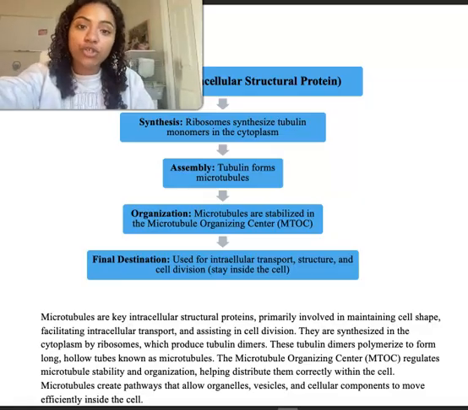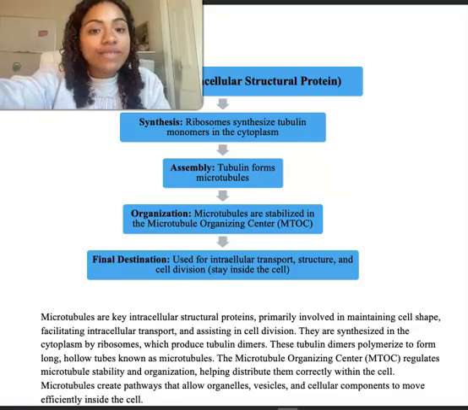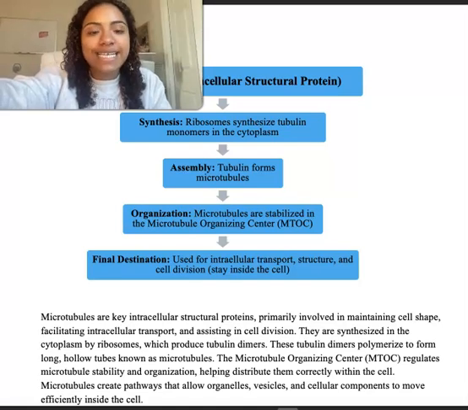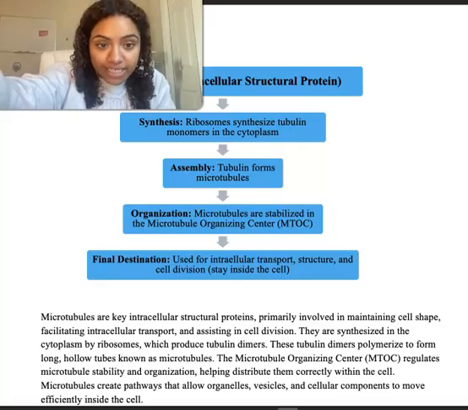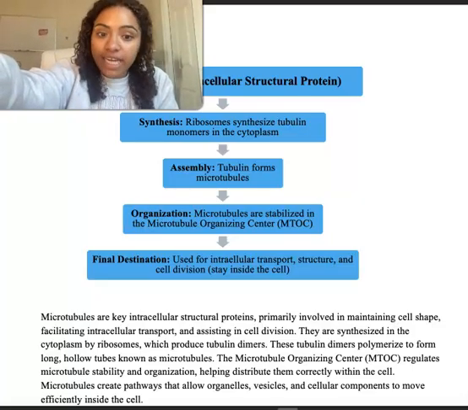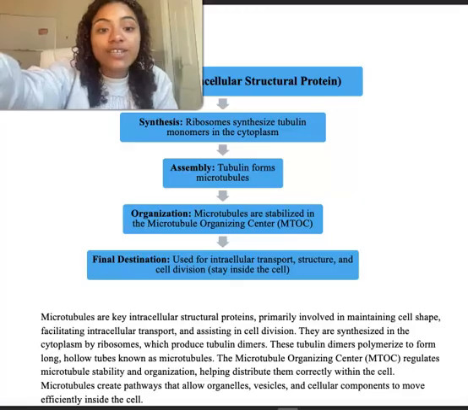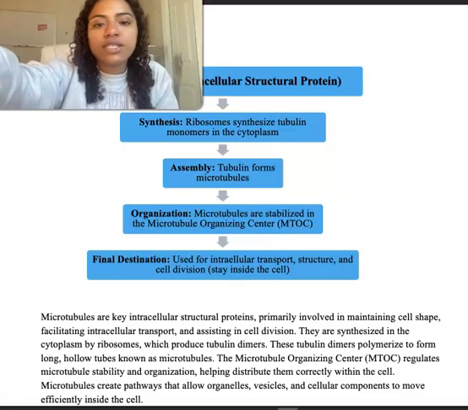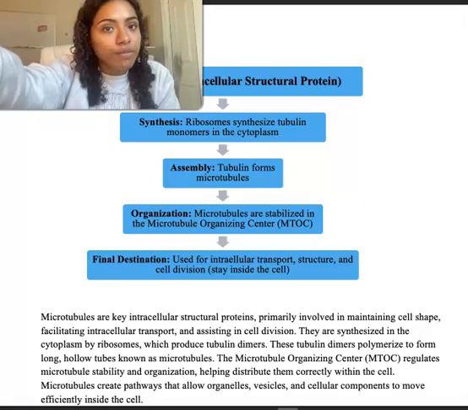The intracellular structure of protein that I selected is microtubules. Their synthesis starts in the cytoplasm. The ribosomes are in the cytoplasm. What happens is that tubulin dimers get formed, and then they rearrange in the microtubule organizing center, also called the MTOC. And then their final destination will be used for intracellular transfer, structure, and cell division. So they stay within the cell. They form these tubulin dimers, and then they rearrange in a way that supports intracellular movement.